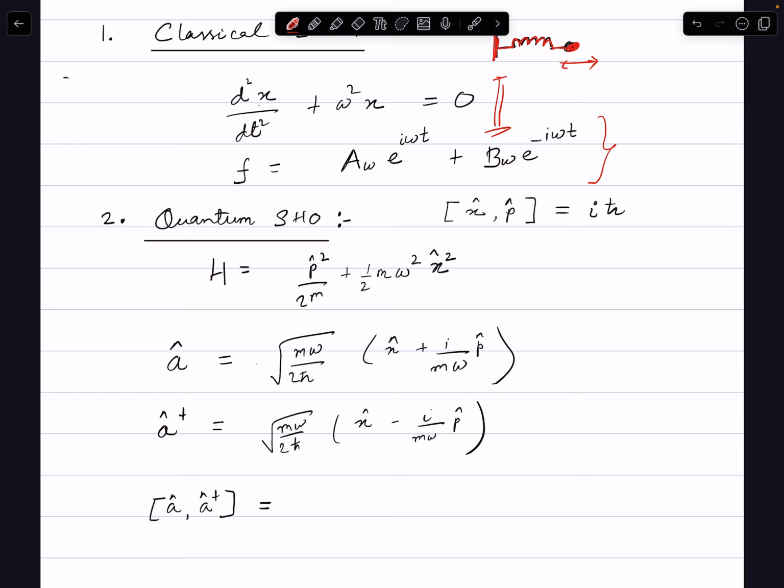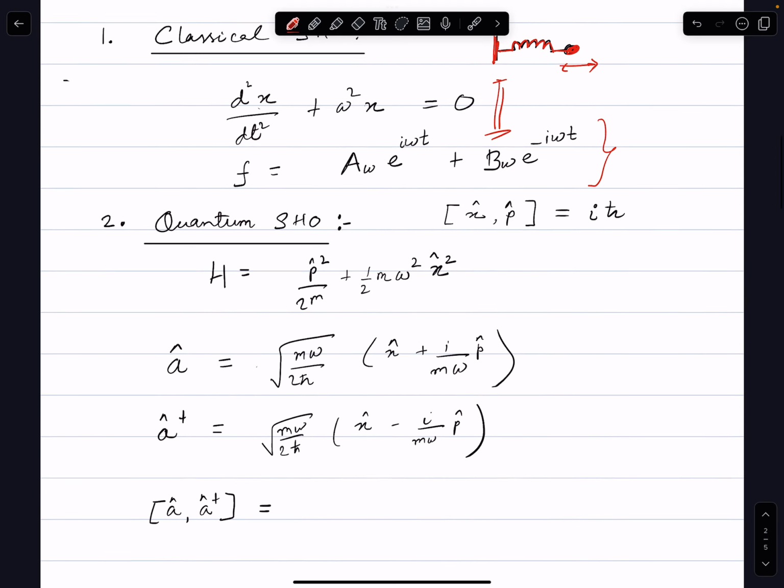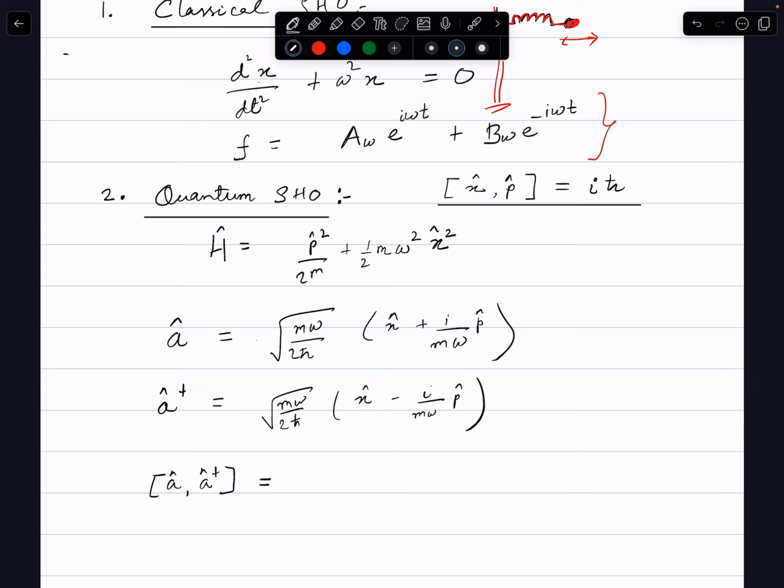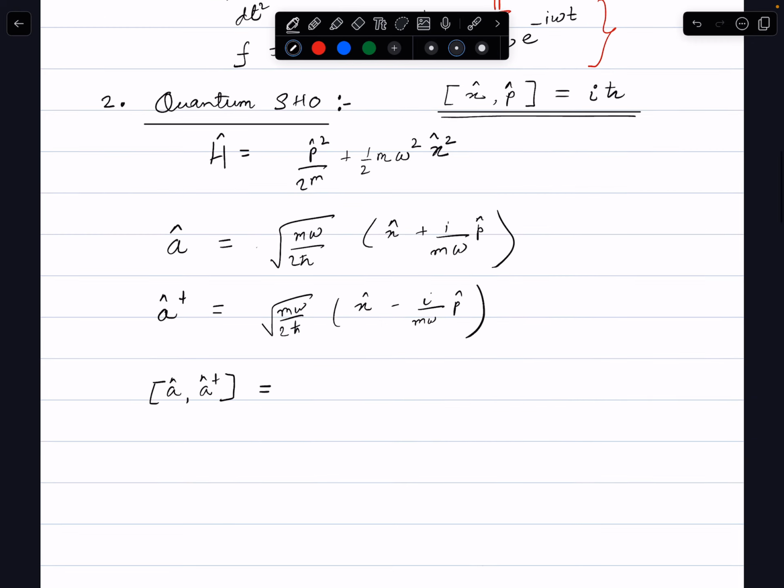So quantum mechanically, the Hamiltonian looks like this: p squared over 2m plus half m omega squared x squared, where p and x are operators. And remember, in quantum mechanics, the x and p operators have the following commutation relation: the commutator of x and p is equal to i times Planck's constant. This is the Hamiltonian for a quantum harmonic oscillator.